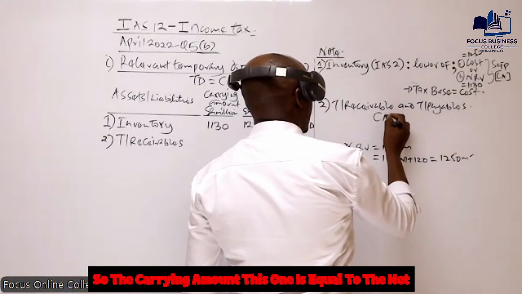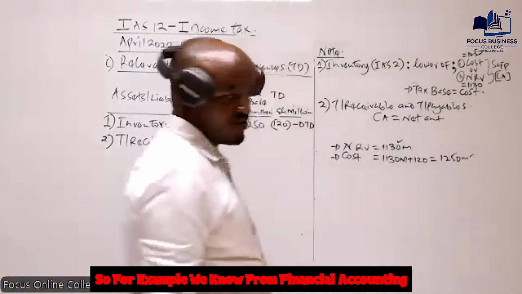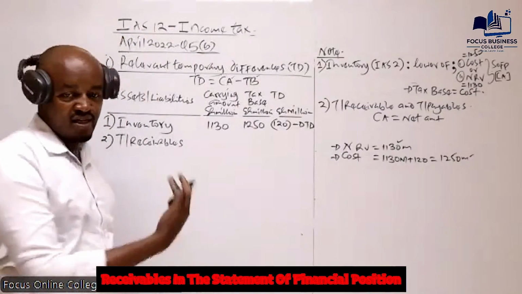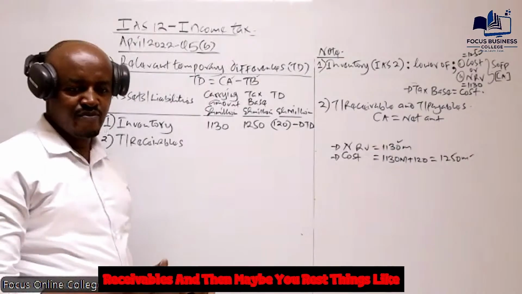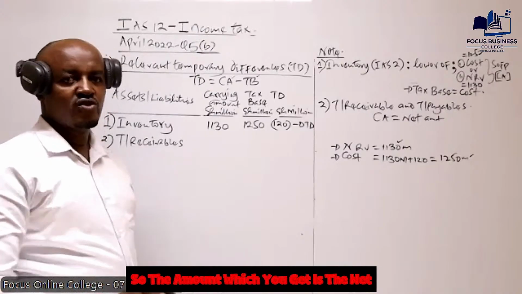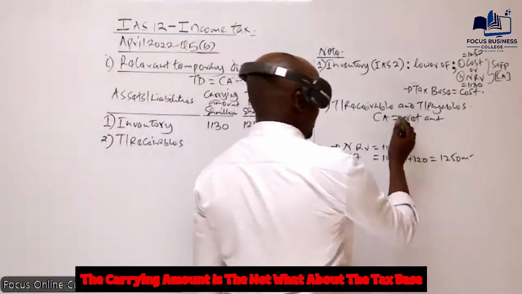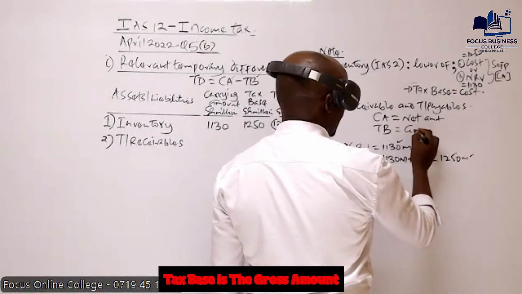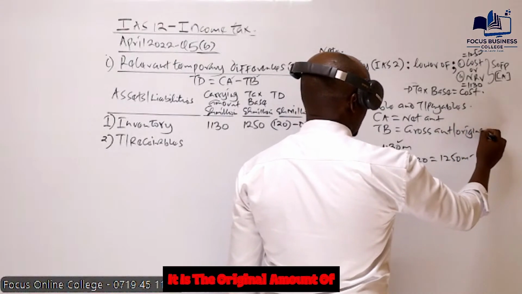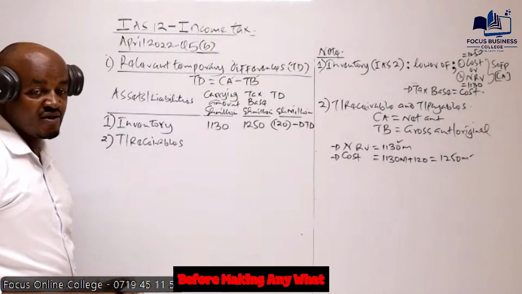So the carrying amount is equal to the net amount. For example, we know from financial accounting, whenever you're recording receivables in the statement of financial position, you take receivables and then maybe you less things like the allowance or the provision for doubtful debt. So the amount which you get is the net amount. So the carrying amount is the net. What about the tax base? Tax base is the gross amount. It is the original amount of receivables before making any adjustment.